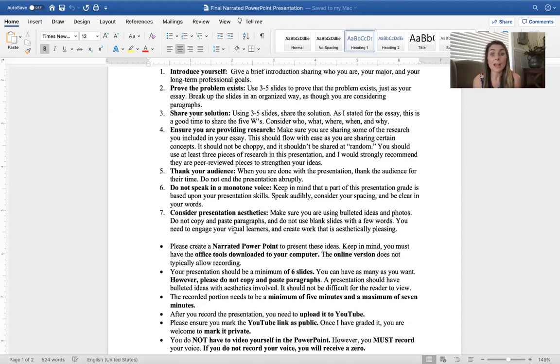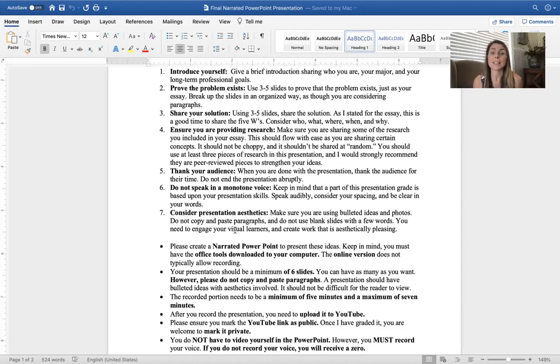Ensure that you are providing research. You cannot just throw out what your essay is without using substantial research. That's the whole point of this oral presentation, is to be able to not only convey a message, but be able to use other people's work and prove your points. Make sure that you're sharing the research you included in your essay. And this should flow with ease as you're sharing certain concepts. It should not be choppy, and it shouldn't be random.